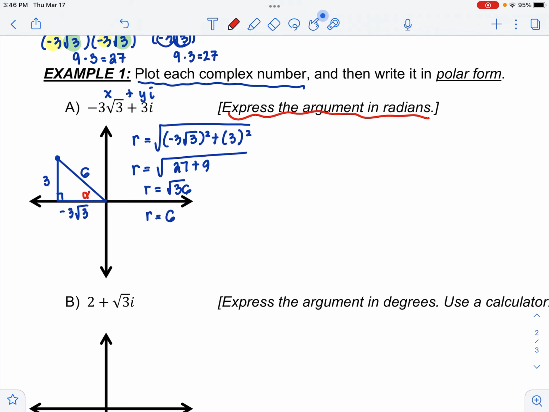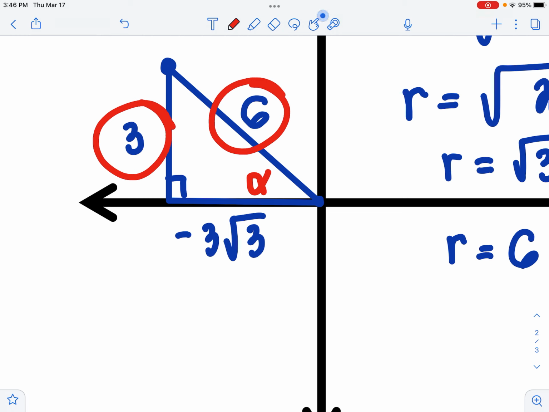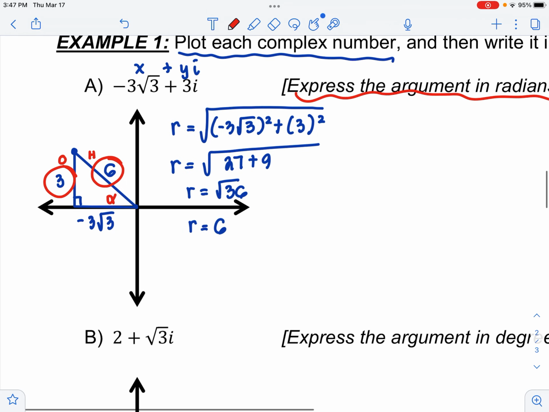All right, so you can pick any two pieces that you want. You can pick the 3, the 6, or the negative root 3. I'm going to pick the 3 and the 6 because I don't want to pick a radical. If I pick the 3 and the 6, this is opposite, this is hypotenuse, so I'm going to use sine. Sine of alpha is equal to opposite, which is 3, over hypotenuse. Simplify it so you recognize it. Sine of alpha is equal to 1/2.